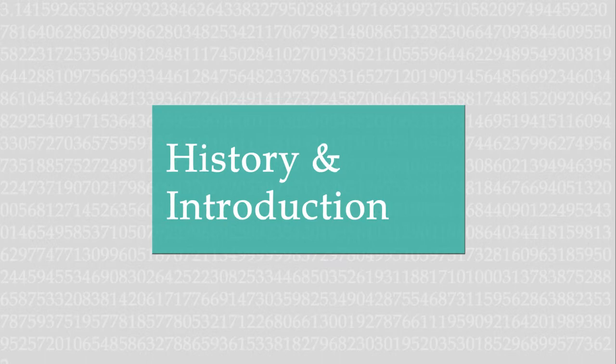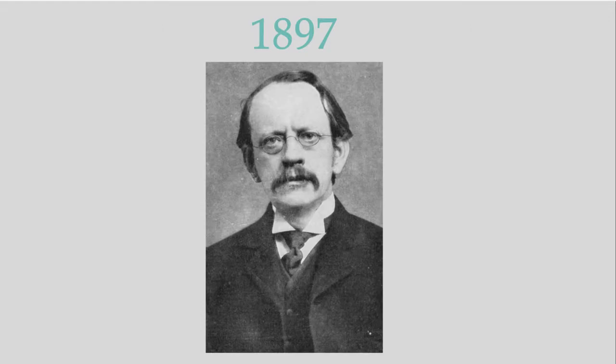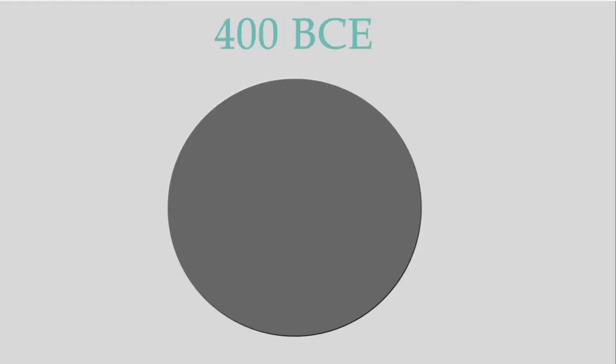History and basic information. The electron, debatably the most interesting and complicated part of the atom. The electron was first discovered in 1897 by English physicist J.J. Thomson. By this time, physicists and philosophers had already theorized the existence of the atom since 400 BCE.